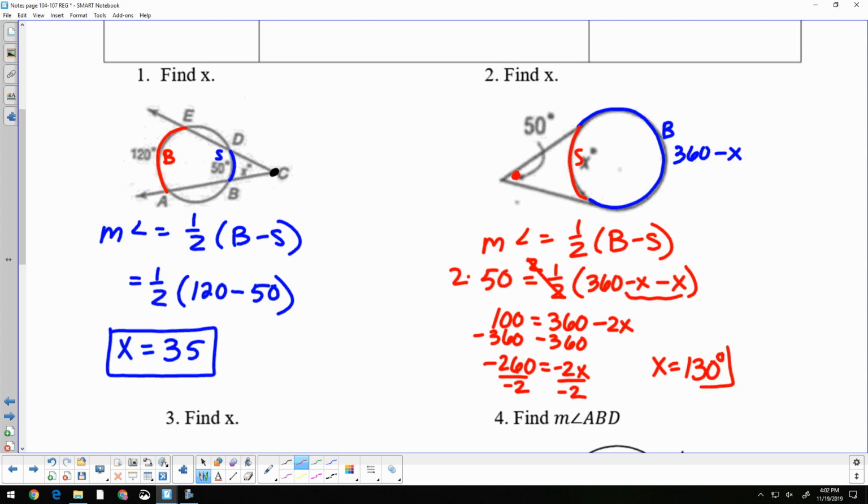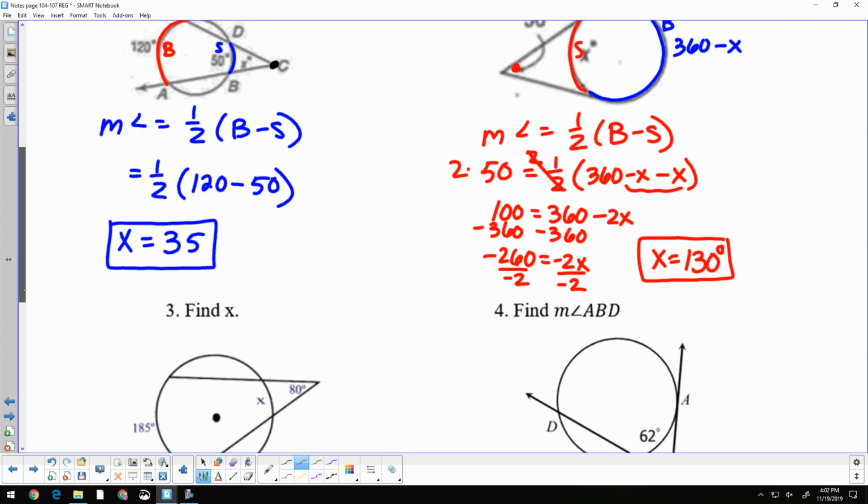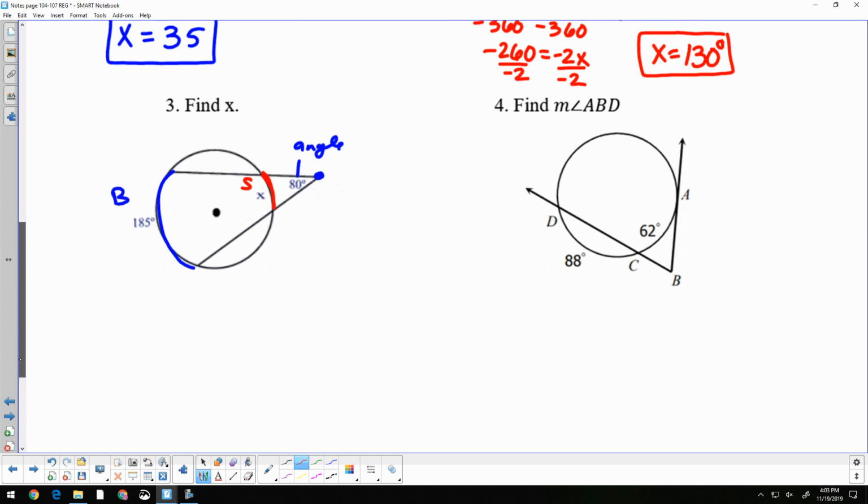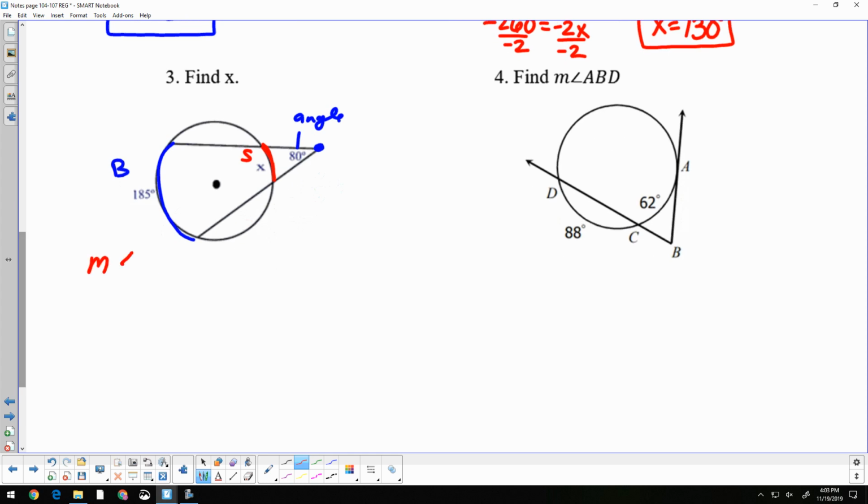So the small arc in this case is 130. Okay. Moving on to number 3. So number 3 is another one. It's on the outside. I have the angle. I have my big arc, but I don't know what my small arc is. So they're actually going to make me solve the small arc. So my formula is angle is equal to 1/2 big minus small.